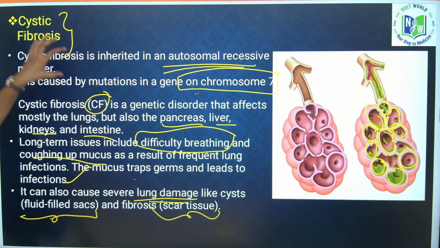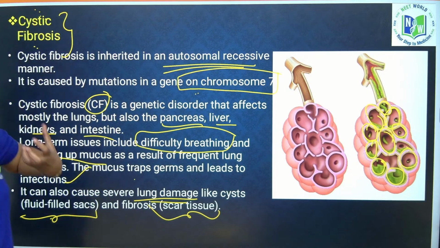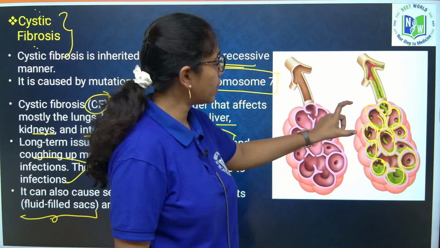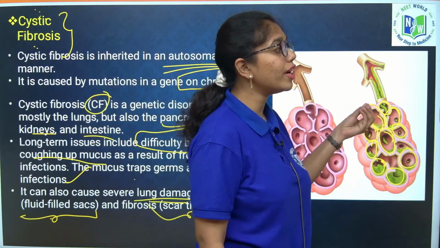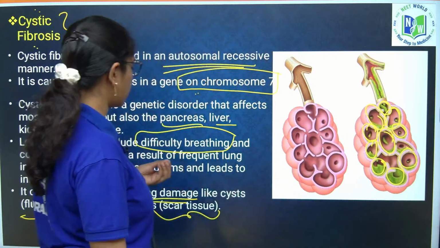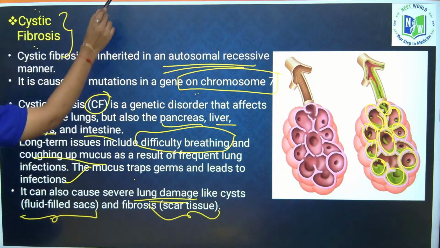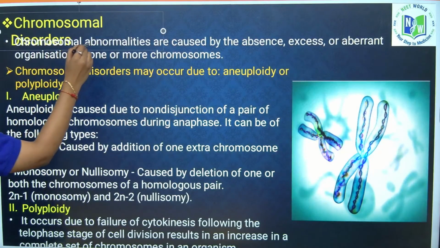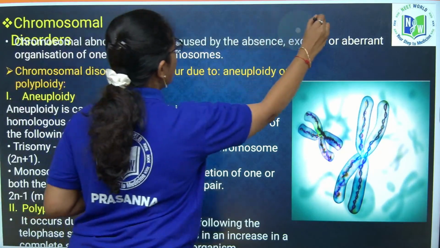Okay, this is cystic fibrosis, which is an autosomal recessive disease. It affects the lungs and causes cysts, or fluid-filled sacs, in the lungs. Clear? Next, we will look into chromosomal disorders.